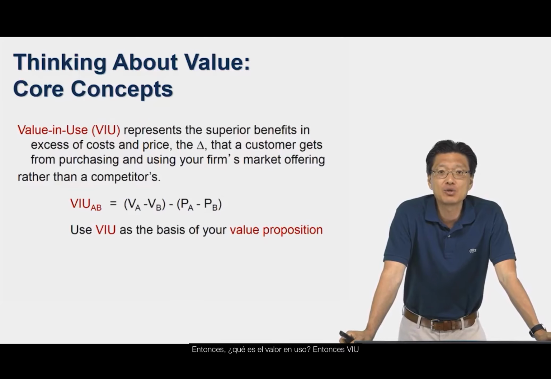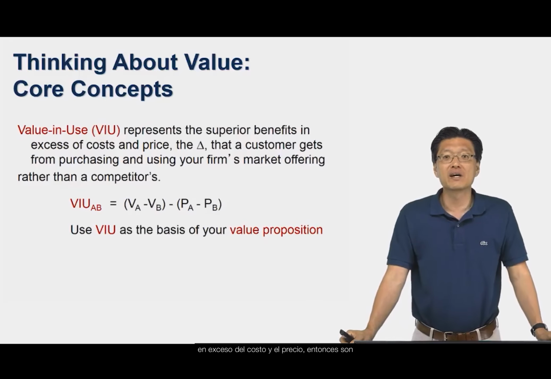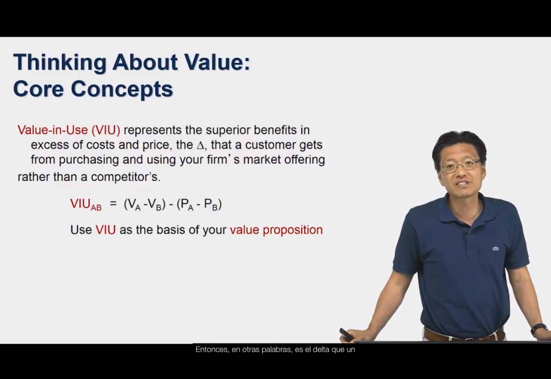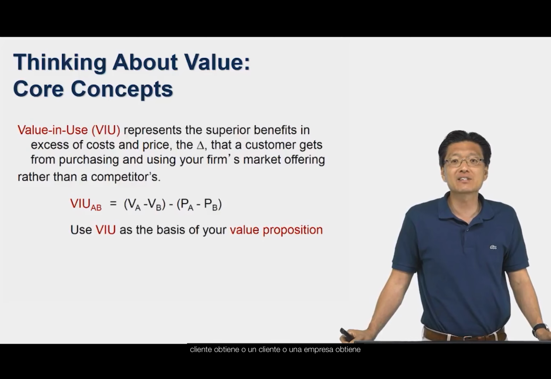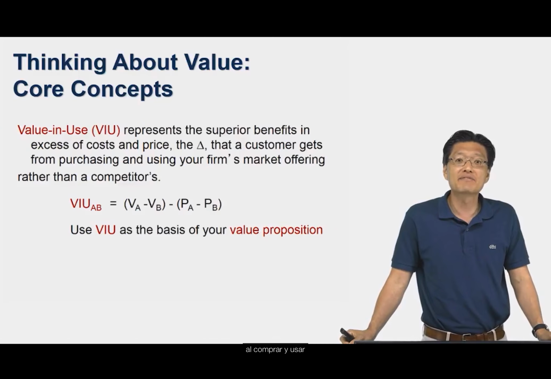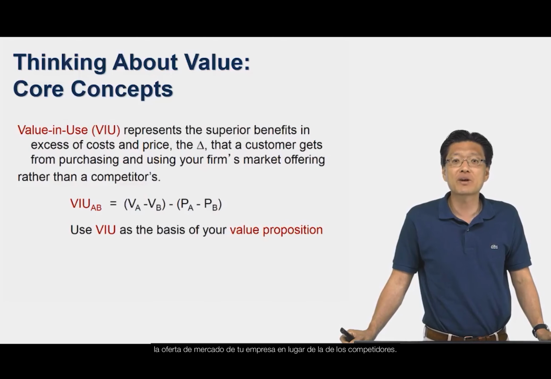So VIU represents the superior benefits in excess of cost and price. So it's the benefits minus the cost and price. In other words, it's the delta that a customer, or a company, gets from purchasing and using your firm's market offering rather than a competitor's.